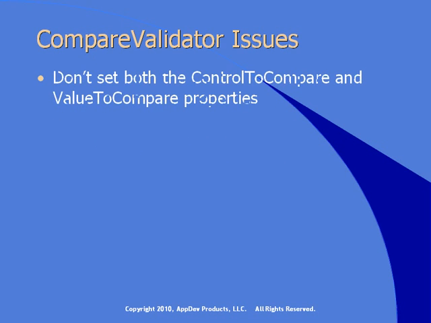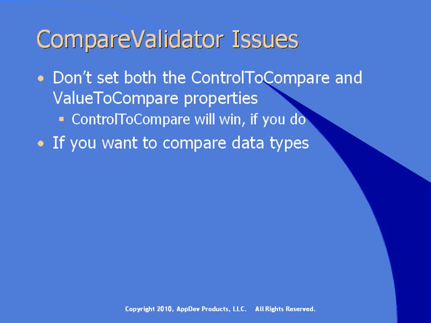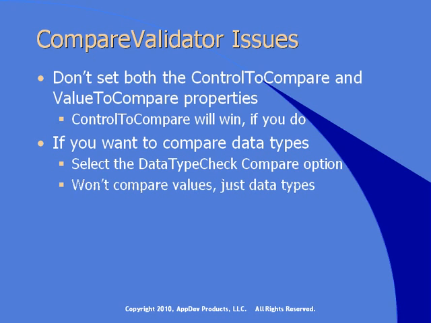Now, you don't want to set both the control to compare and the value to compare properties. If you do, the control to compare will win if you manage to set both of them. So make sure you just set one of the two properties. If you want to compare data types, set the data type check compare option. It won't bother comparing values, it will just compare data types. Let's look at an example that checks to ensure that the hire date value is greater than the birth date value.